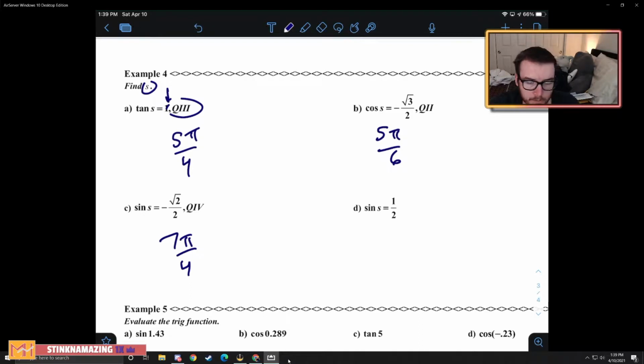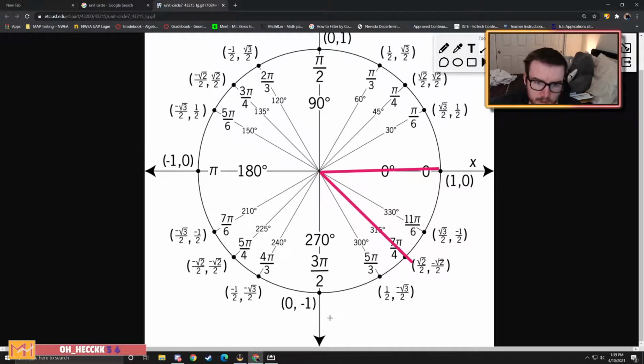Sine is equal to a half, and it doesn't say what quadrant. That might be a mistake on my part. Sorry about that. Let's say both quadrants. Where is it equal to a half? Here at 5 pi over 6 and here at pi over 6. Both answers.